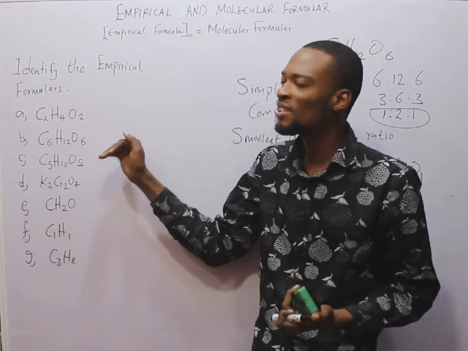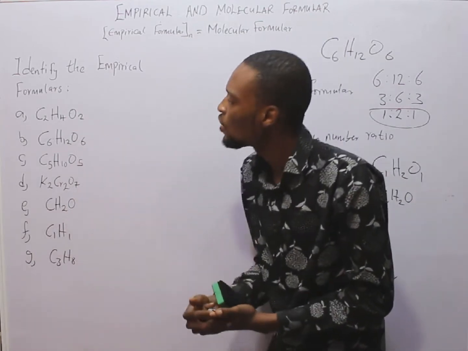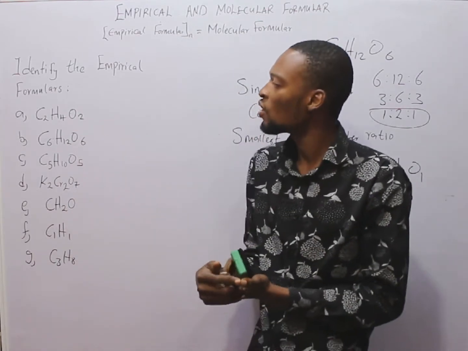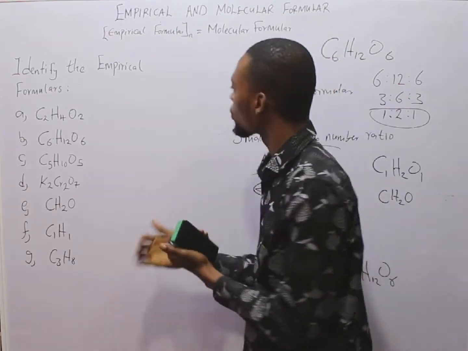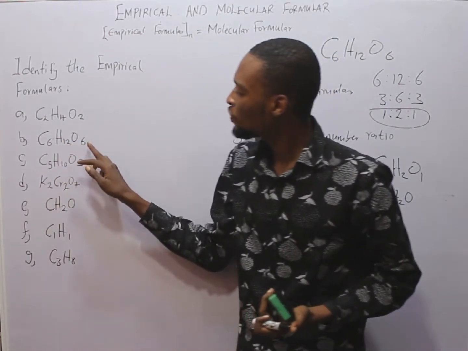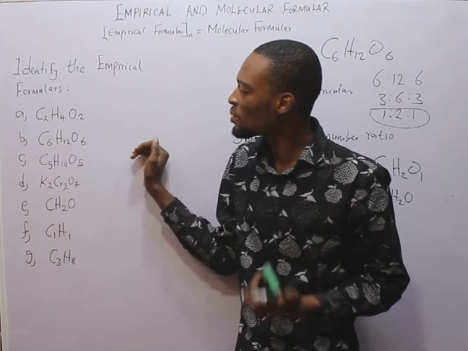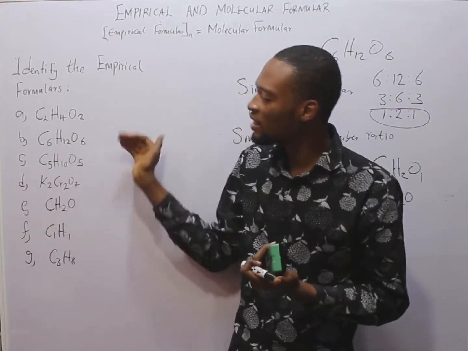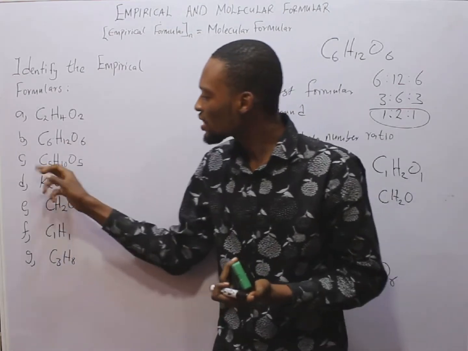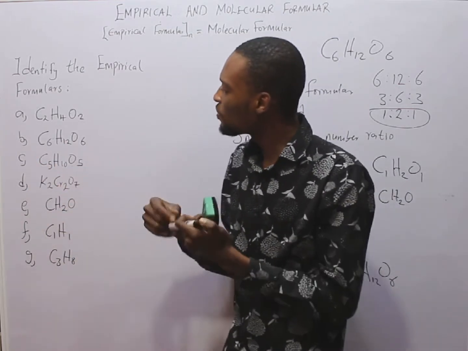So this can be broken down into a simpler form to have C1H2O1 or CH2O. This is not an empirical formula because we can still break them down. The ratios are not in the simplest form. At least 2 can divide them, even 3 can break them down. Looking at this, it is not an empirical formula.